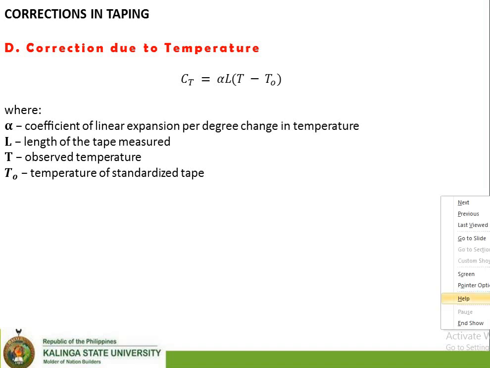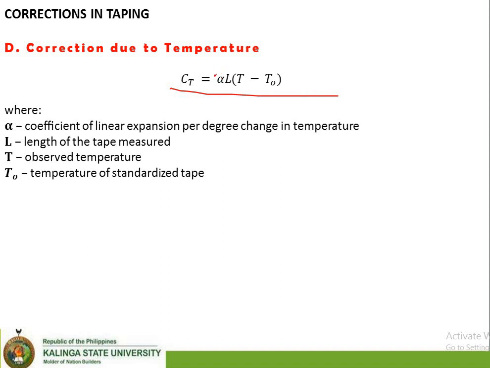And this is the equation for the correction due to temperature, wherein our alpha is the coefficient of linear or thermal expansion. L is the length of the tape measured. T is the observed temperature. T0 is the temperature of standardized tape.